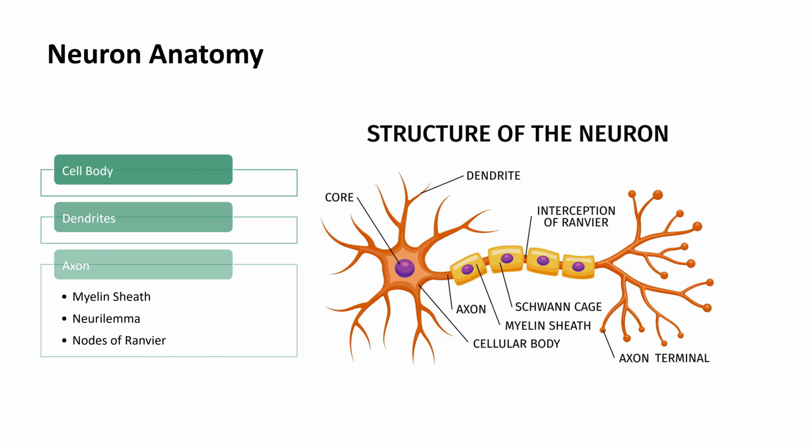Your structures of your neuron, you'll see you have your cell body, your dendrites, and your axon. Your axon contains your myelin sheath. This is an important thing to know. This is going to be a white fatty material that does provide insulation. So don't forget what the myelin sheath is.